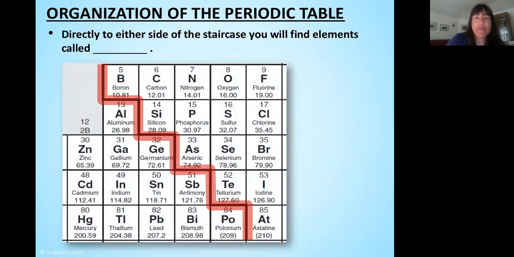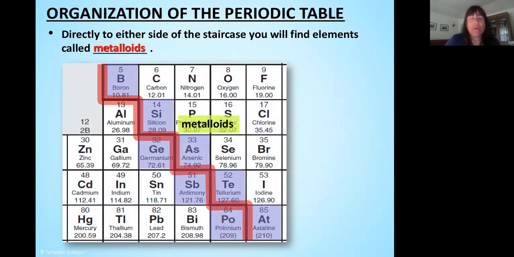So here we have the zigzag, and it says elements to either side of the staircase are called, notice it's all been highlighted except for aluminum. These are called the metalloids. The metalloids have characteristics of nonmetals. They act a certain way. Metals act a certain way. The metalloids kind of act in between, okay? Kind of half metal, half non-metal.